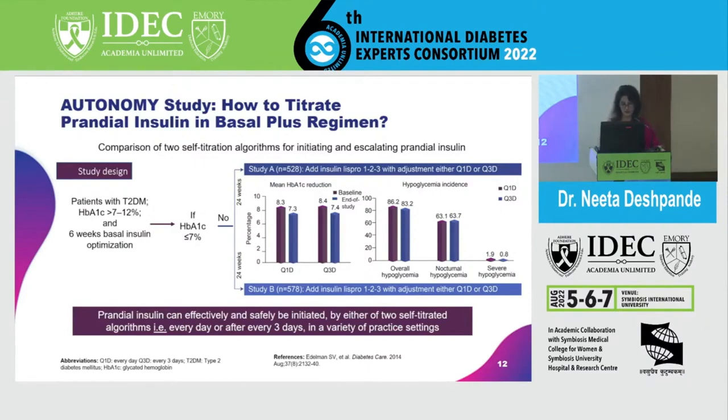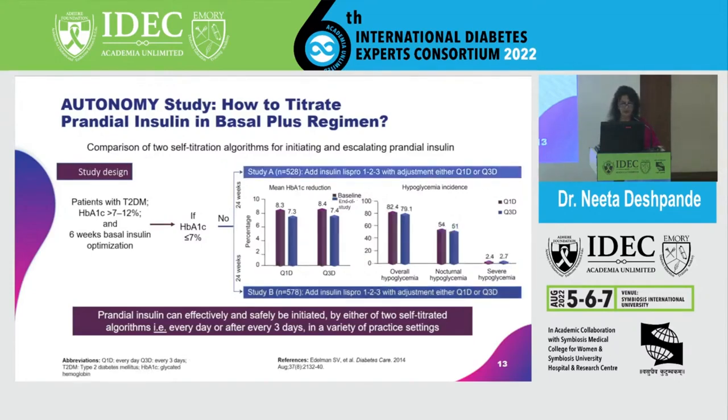And then what do we see? What we see here, as you can see in the slide up there, prandial insulin can effectively and safely be initiated by either of two self-titrated algorithms, either every day or every 3 days in a variety of practice settings.